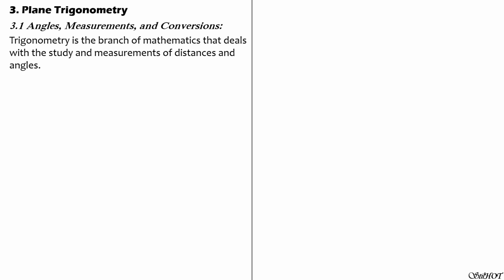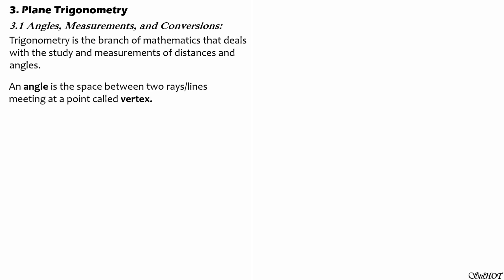So let's have first angles, measurements, and conversions. We define trigonometry as the branch of mathematics that deals with the study and measurements of distances and angles, where we define an angle as the space between two rays or lines meeting at the point called the vertex. So to illustrate, we have ray 1, then ray 2, or line 1, line 2. The angle between them is denoted by a Greek letter, usually theta, and that's the angular spacing, or the angle between the two rays or lines.